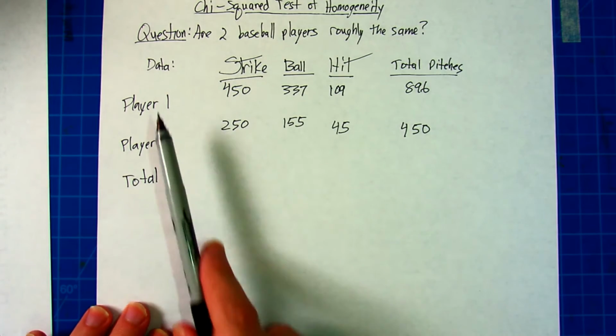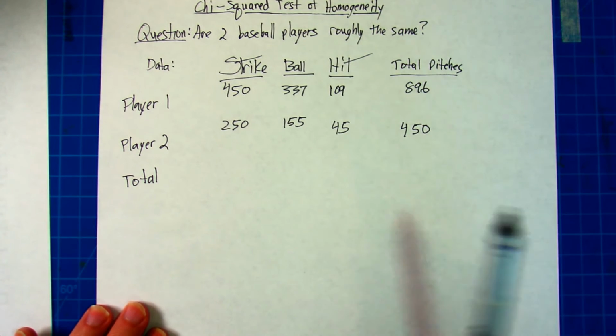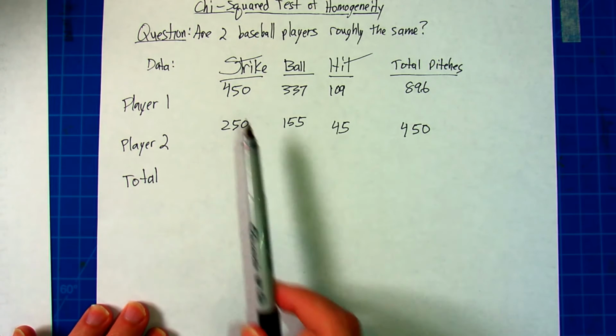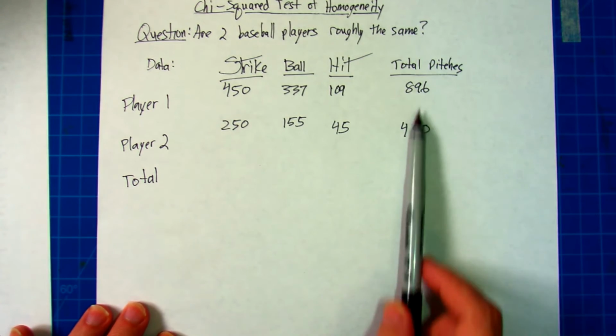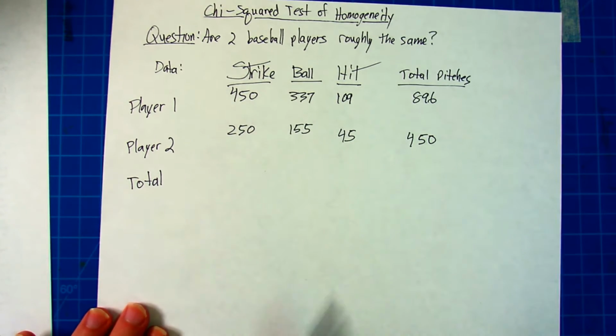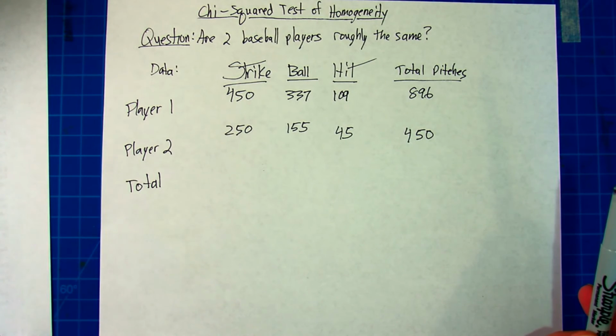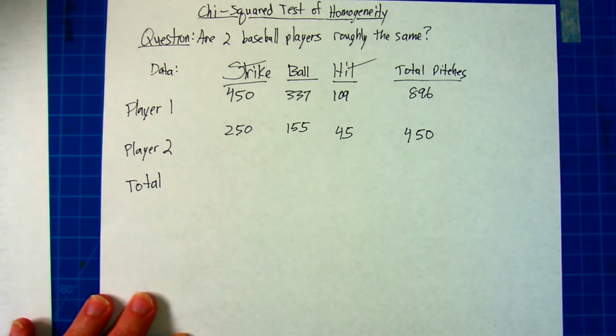So we collect the data on these two players for quite a lot of pitches, and it's sort of tough to tell because the sample sizes are so different. But this sample size is roughly half of that, and that's roughly half of that. Are they roughly the same, or is there a statistically significant difference between the two?